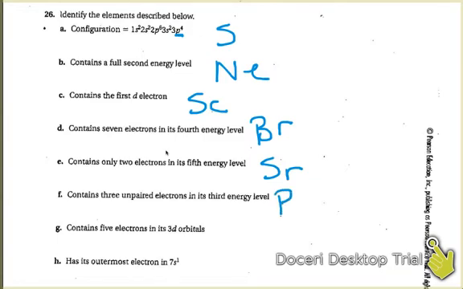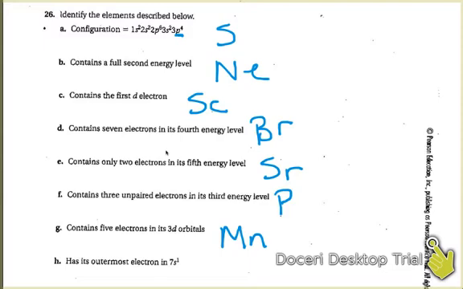The next one says it contains 5 electrons in its 3D orbitals. So if we look at 3D, 3D again starts with scandium, which is number 21. And we're looking for 5 electrons, so we just count. Scandium is 1, titanium is 2, vanadium is 3, chromium is 4, and manganese is 5. So our answer for G would be manganese.